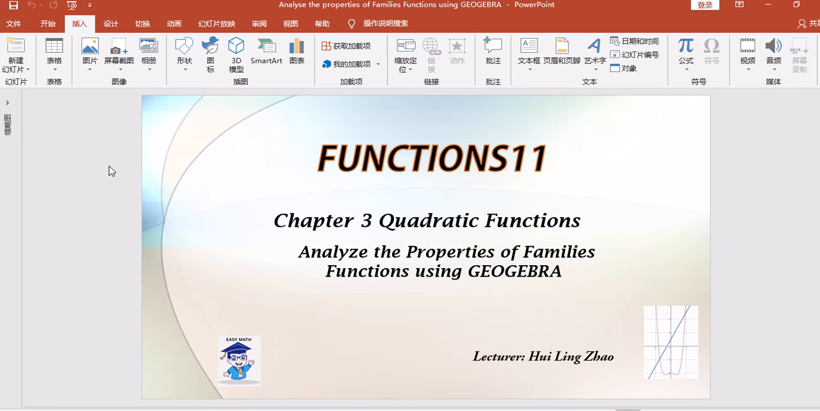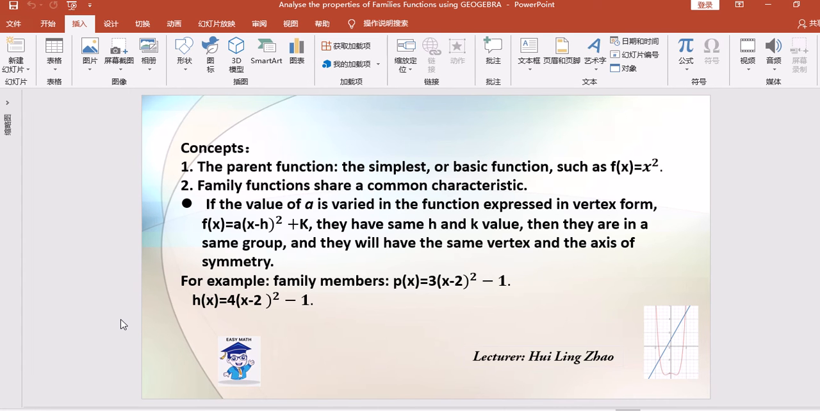Today we're talking about functions, the quadratic function. The topic is to analyze the properties of a family of functions using GeoGebra. Concept. First, the parent function. What is a parent function? A parent function is the simplest or basic function, such as f(x) equals x squared.